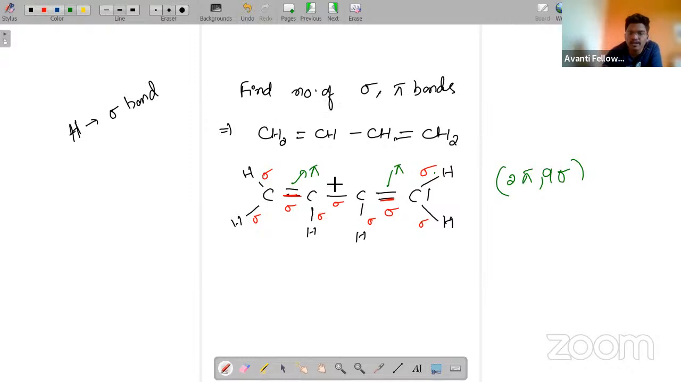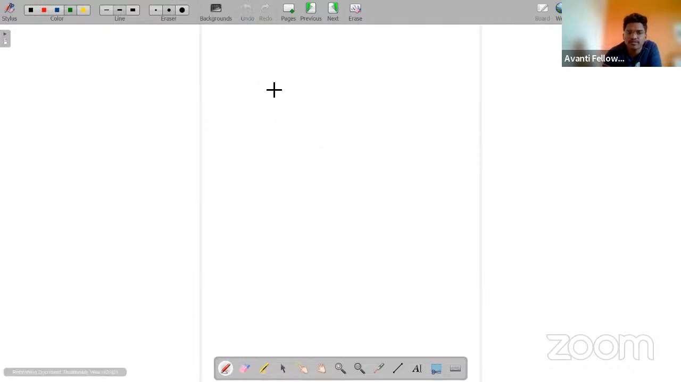Okay. Now try to find the number of sigma and pi bonds for calcium carbide. Can you find the sigma and pi bonds for calcium carbide? Now calcium carbide is formed by this compound.